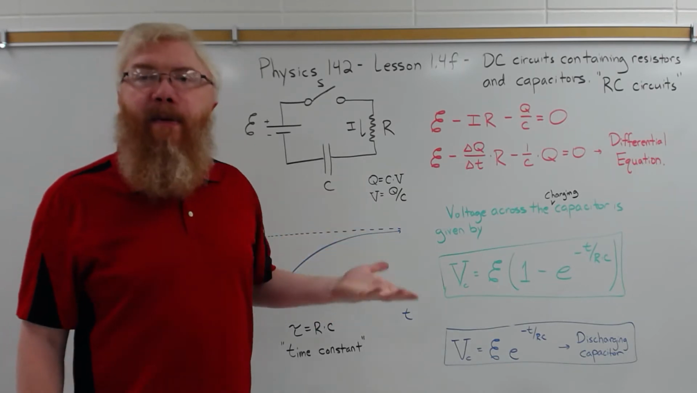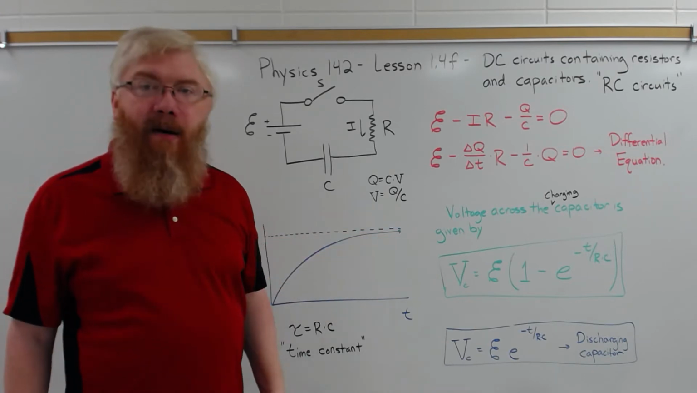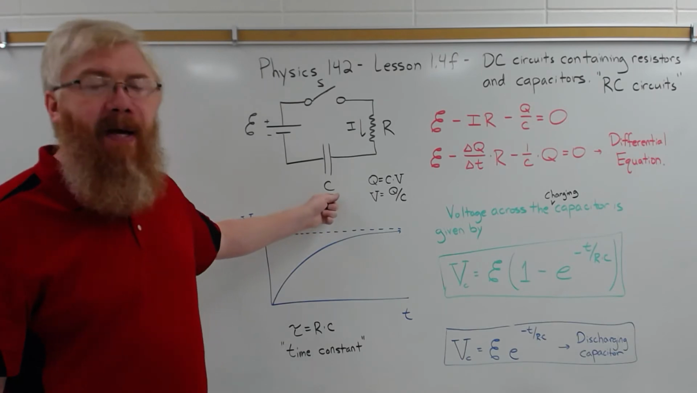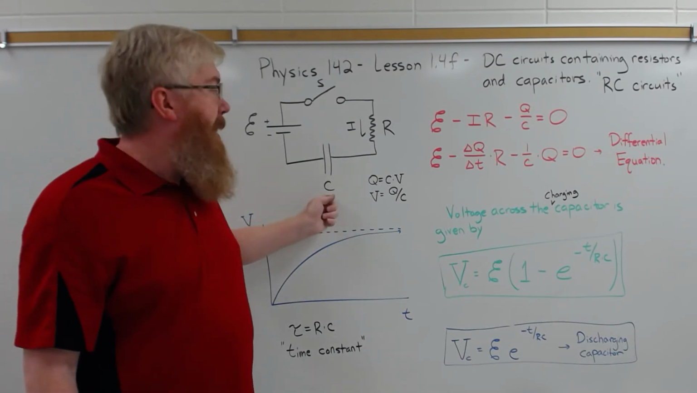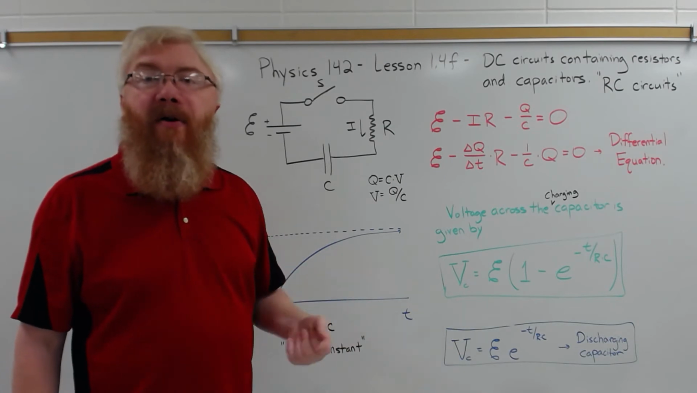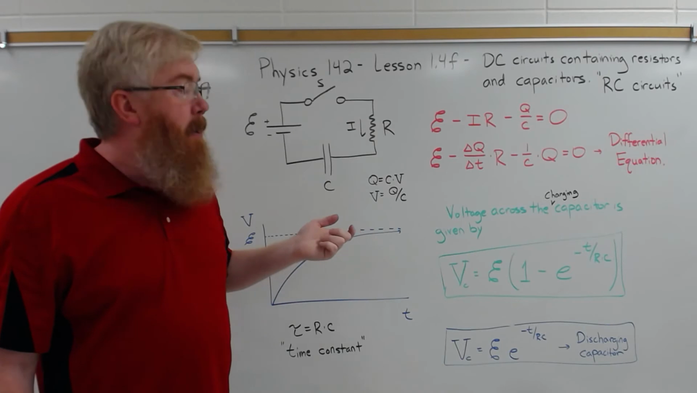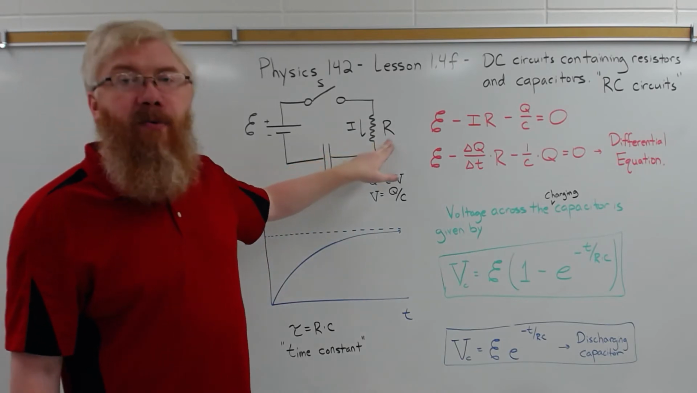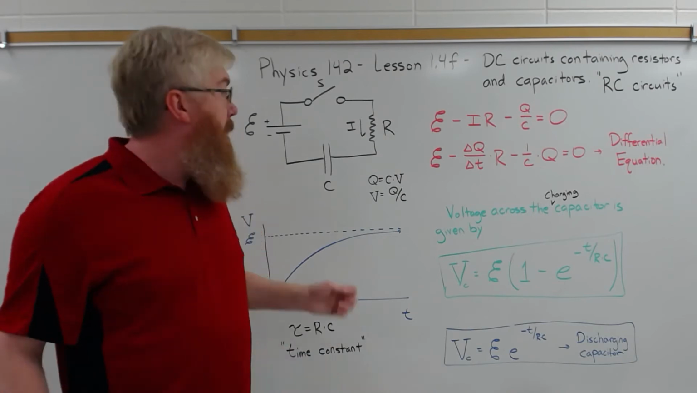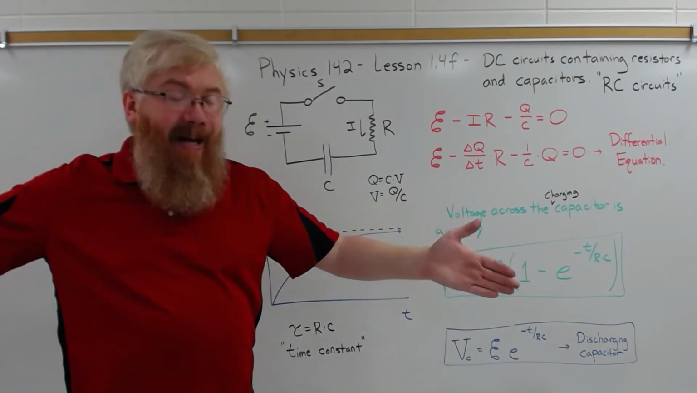Think of it like filling up a bathtub, right? How quickly you fill up the bathtub depends on two things. How big is the bathtub, or how big is the capacitance of a capacitor, and how quickly the water flows into the bathtub, which is the current here in this circuit. You can control the current by changing the resistance. A bigger resistance means the current slows to a trickle. A bigger capacitor means that you have a bigger capacitance to fill.